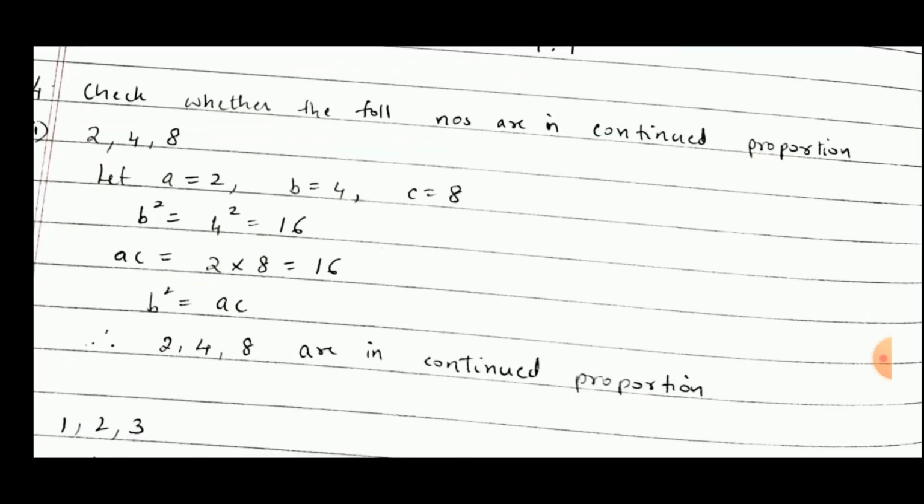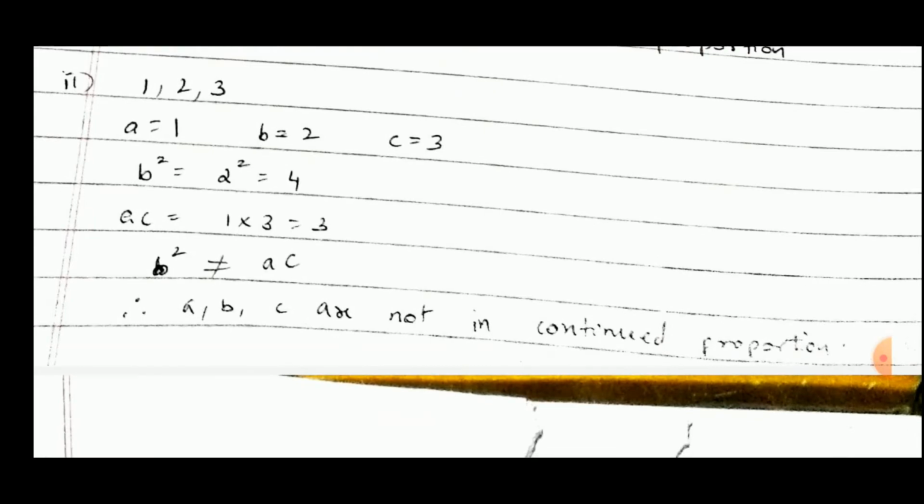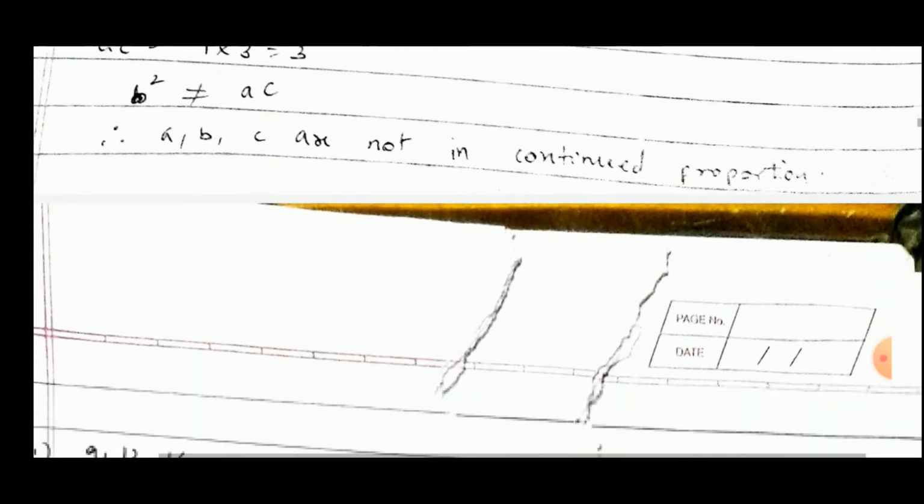So let a is equal to 2, b is equal to 4 and c is equal to 8. b square is equal to 4 square is equal to 16, and AC is equal to 2 into 8 equal to 16, that is B square is equal to AC. Now 2, 4, 8 are in continued proportion. Then 1, 2, 3, A is equal to 1, B is equal to 2, C is equal to 3. So B square is equal to 2 square is equal to 4. AC is equal to 1 into 3 equal to 3. So B square is not equal to AC, therefore A, B, C are not in continued proportion.